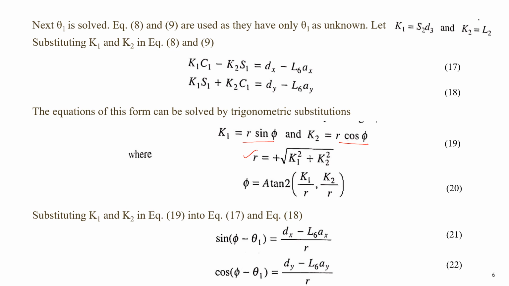By using these trigonometric substitutions in equation 8 and equation 9, we will get these two equations. This same procedure we have already done in SCARA, so I think it would be easy to follow here. We will be getting sine of alpha minus theta 1 and cosine of alpha minus theta 1. From that, we will get theta 1 easily, because alpha is already known to you.